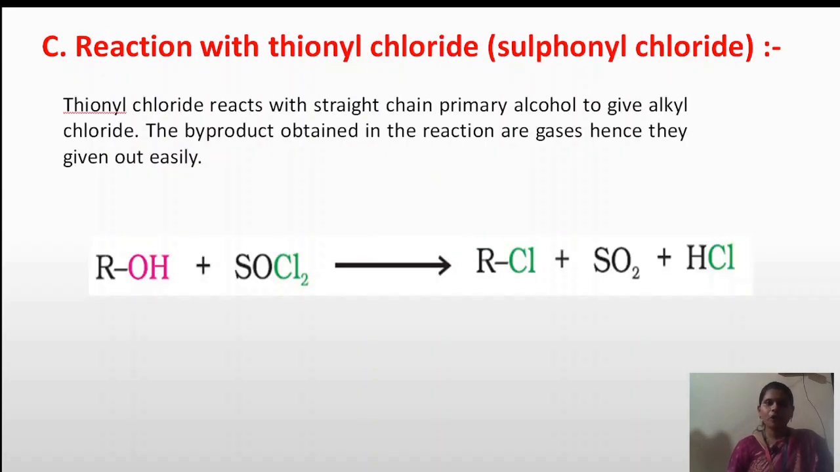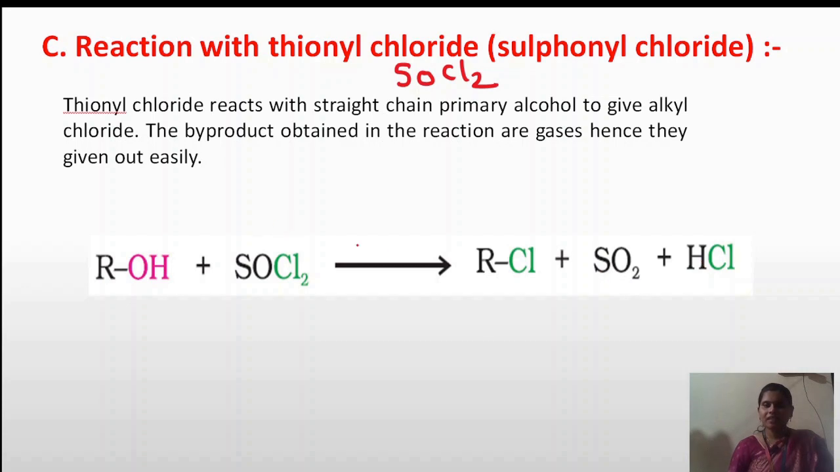Now what is the formula of thionyl chloride? SOCl2. The formula of thionyl chloride is SOCl2. Thionyl chloride reacts with straight chain primary alcohol to give alkyl chloride. The byproducts obtained in the reaction are gases, hence they are given out easily. Now this is the general reaction. ROH reacts with SOCl2, that is thionyl chloride, to form RCl plus SO2 and HCl.